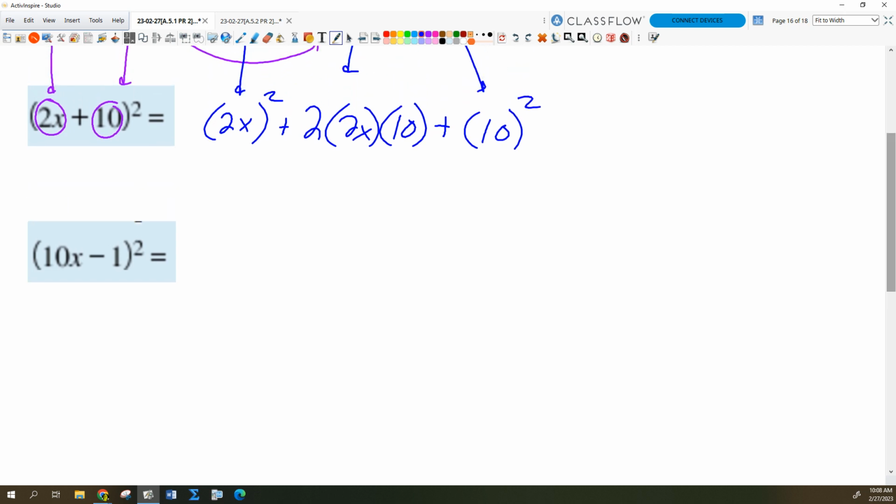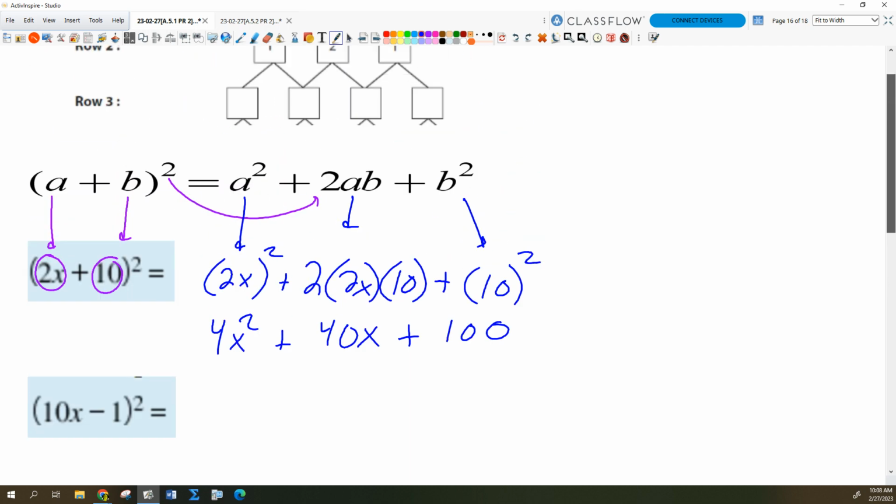Well, what is the quantity 2x squared? 4x squared, right? Because I'm going to square the 2 and square the x, right? So that gives me 4x squared. What's 2 times 2x times 10? 40x. There you go. And 10 squared? 100. There you go. Okay, you get the idea?